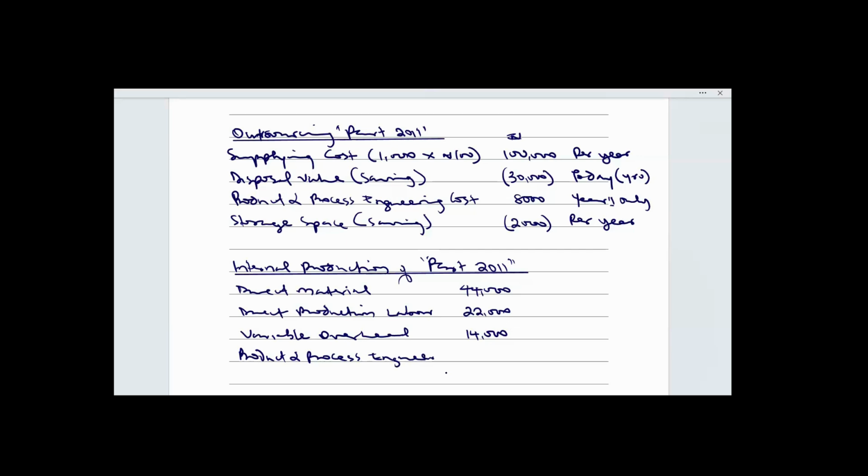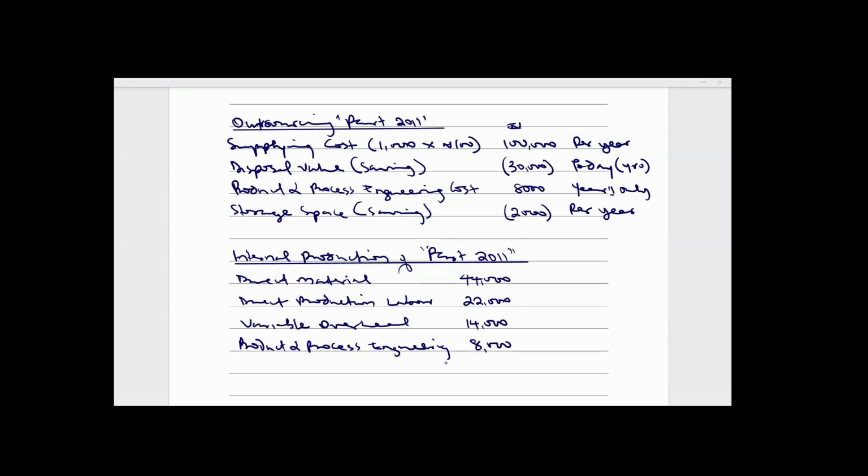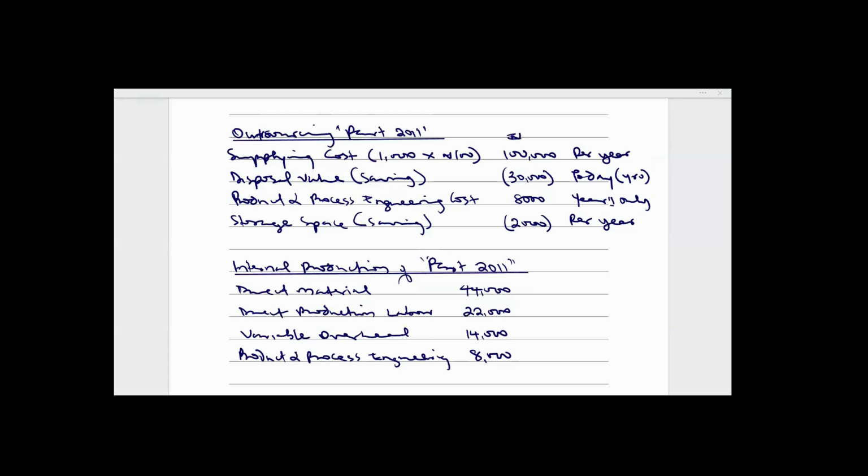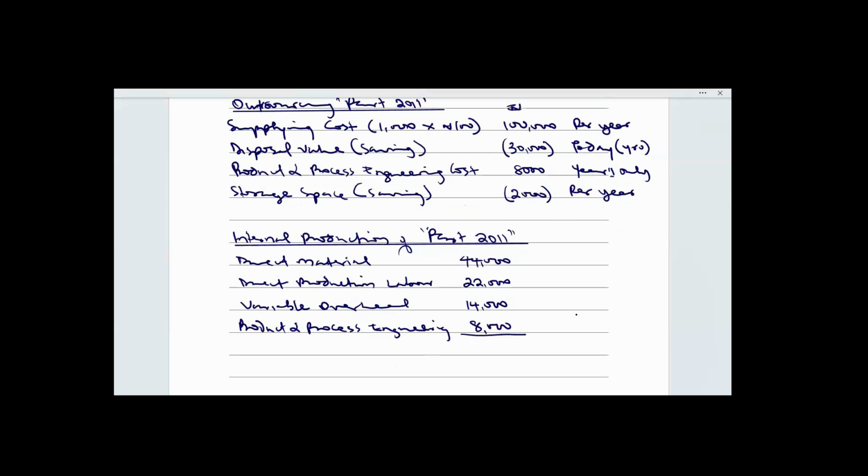Okay, engineering, 8,000. Any other costs? All the remaining ones are irrelevant. You ignore them. So if that is the case, I can decide to add everything together: 44, 66, 80, 88. This is the total relevant cost.